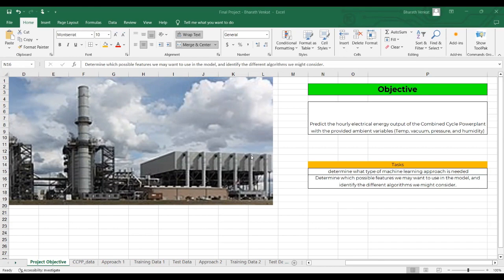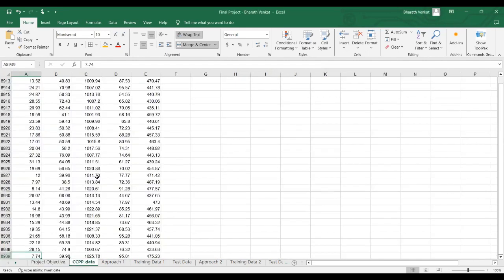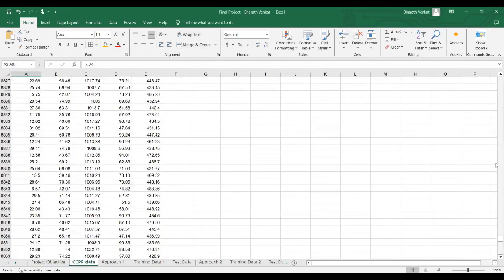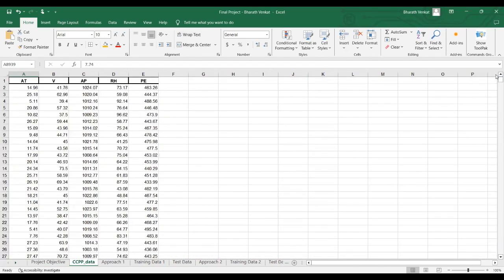So the two major tasks here were to determine the type of machine learning approach that was needed, what the best possible features were to test this model, and also to identify the different algorithms we might want to consider. Moving on, this was the raw data that was provided to us, the combined cycle power plant data.